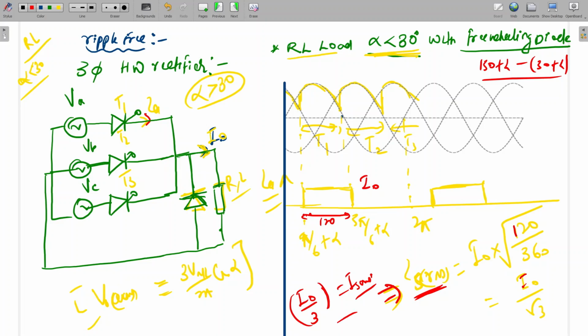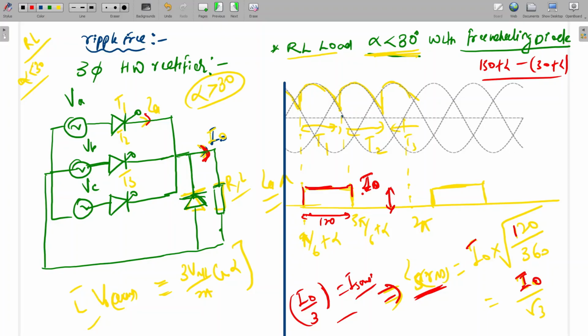Now, one I naught by 3, sir? IS RMS is I naught divided by root 3. See this magnitude here to here, it is I naught. Since the output current is constant at I naught, from pi by 6 plus alpha to 5 pi by 6 plus alpha, this magnitude will be I naught only. Is it clear? Yes, sir.